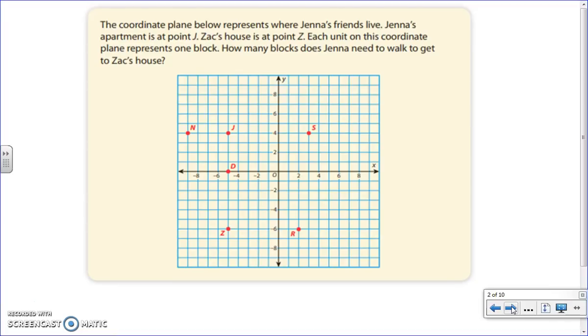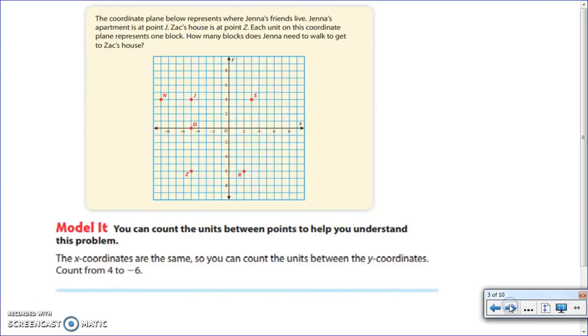So here's where Jenna is. She is at her own house. Here's Zach. That's where he's at. We need to know how far it is from J to Z. Okay, that is our goal. That's what we're trying to figure out. It says that we can just count how many units it is to figure out how far it is from J to Z. And we can do that only when they're on the same line.